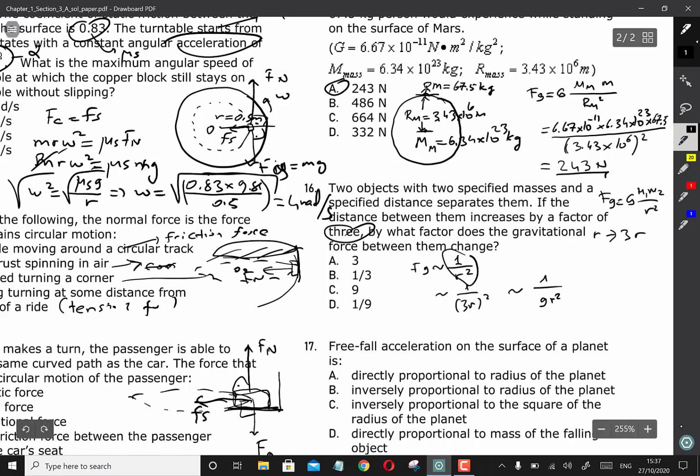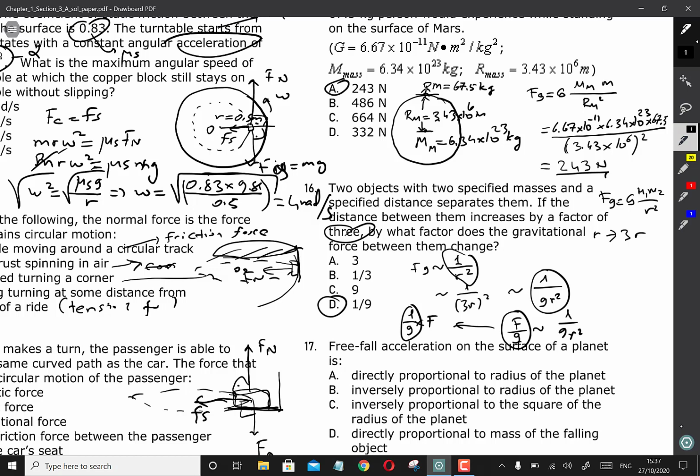Now compare these two. We divided the first one by 9. That's why force also must be divided by 9. So 1 over 9 r squared. Which means force changes by a factor of 1 over 9. 1 over 9 multiplied by F. So this question says change. That's why we should give the answer by 1 over 9.